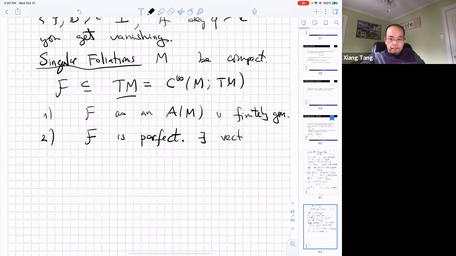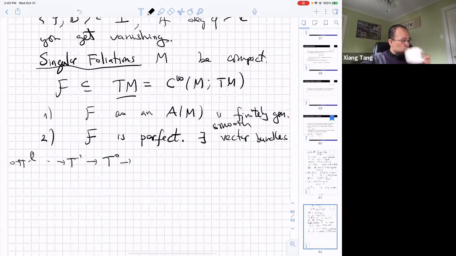Okay, so perfect means that there exist vector bundles, smooth vector bundles T0, T minus 1, down to T minus L, that resolve F. Let me write the underscore for the smooth sections. So it just means that you have a resolution by smooth vector bundles, by sections of smooth vector bundles.